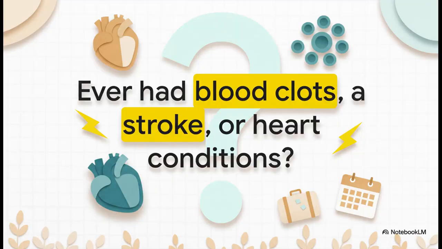When you're screening, you have to start with the biggest risks for the combined pill. Use really direct, unambiguous language, just like this, to ask about any personal history of blood clots or serious heart conditions. These are absolute contraindications, so there's no room for confusion.